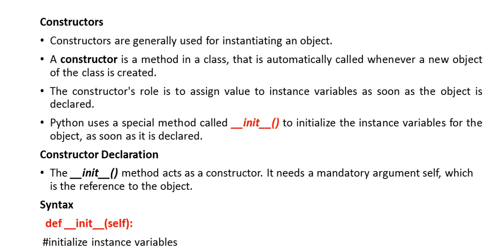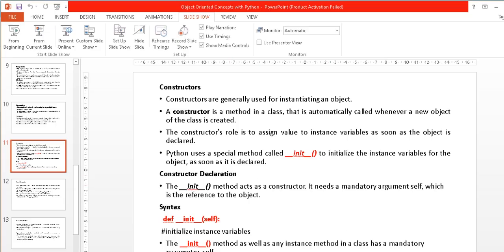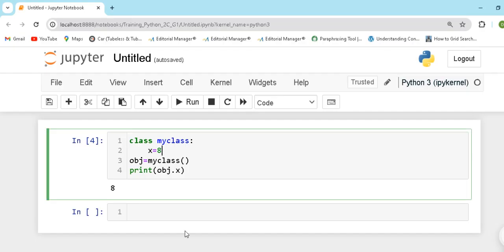So we'll see another example where we are going to use this init method, and this init method has a default parameter known as self. What is the role of this self, we will see once we implement the program. So let's go and try to implement a program with init.